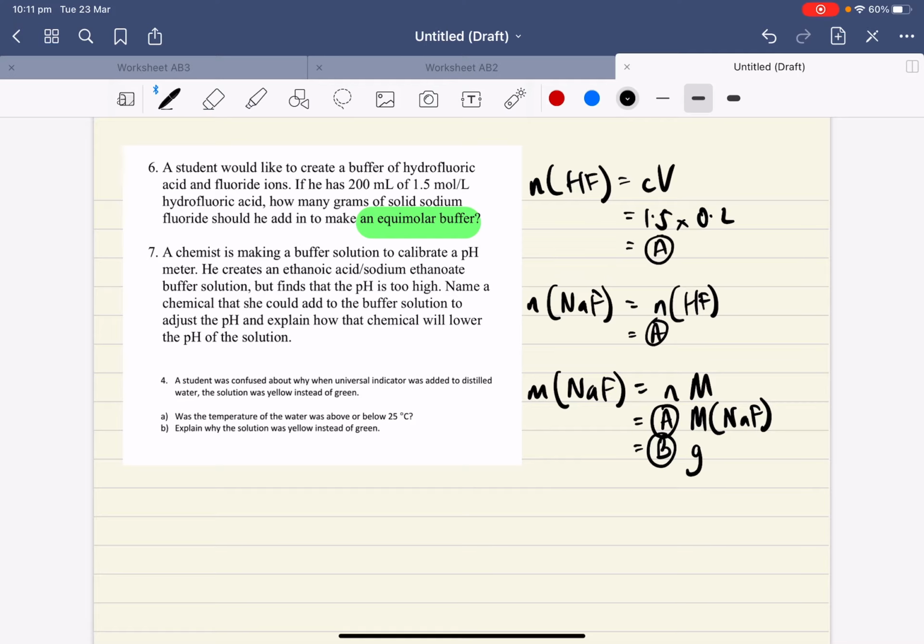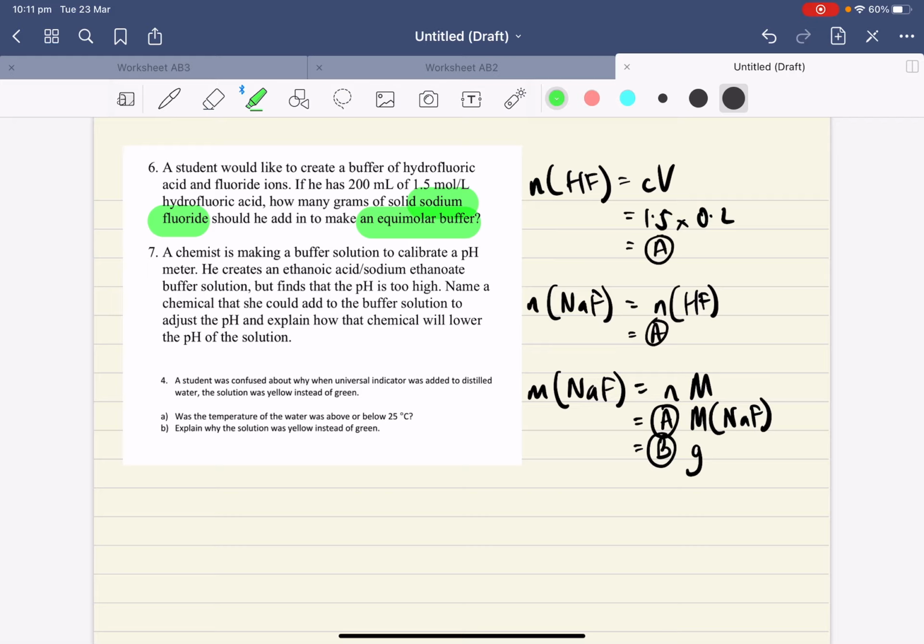Okay, so that is what that one would be. That's how you would do it. Please remember that you cannot have the F minus ions by themselves. You have to have them in some sort of salt. In this case it's sodium fluoride, but just remember in your buffers, you have to provide the salt of the conjugate acid or base of whatever the weak acid or weak base is.